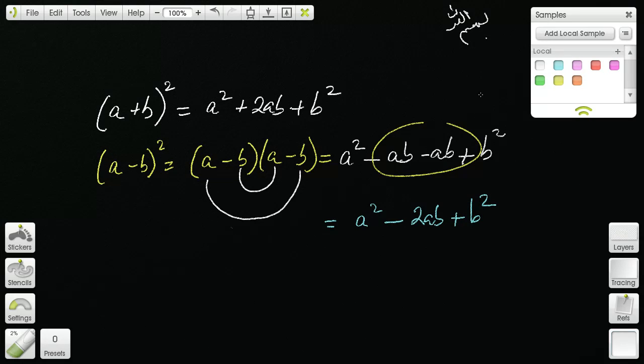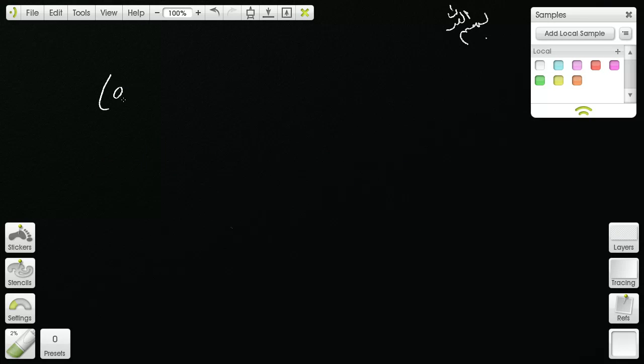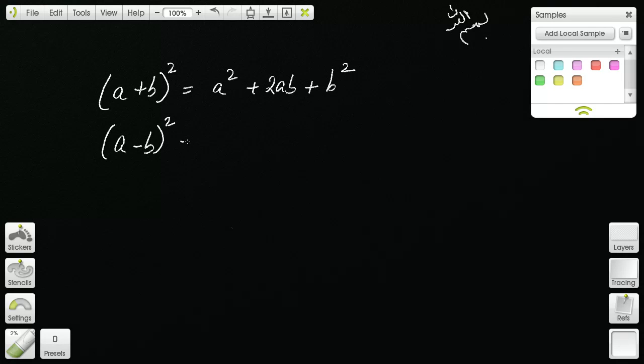Okay, so now we got two of them done. You have (a plus b) squared is a squared plus 2ab plus b squared. You have to memorize that. (a minus b) squared is a squared minus 2ab plus b squared. So these two you have to memorize.